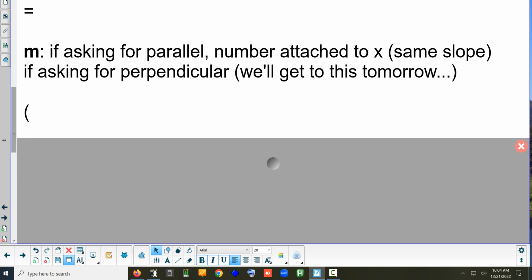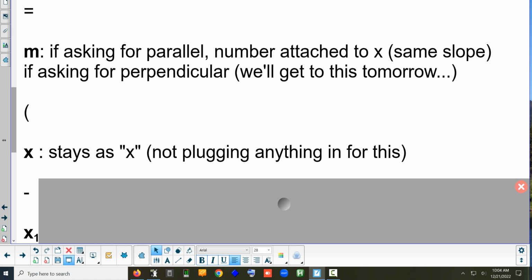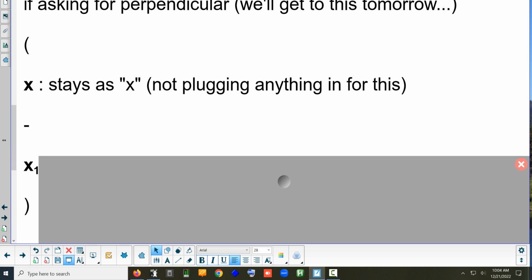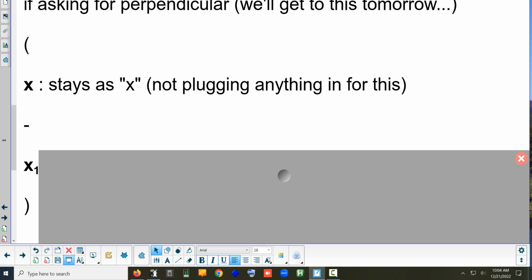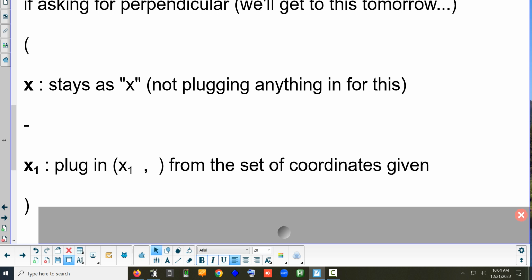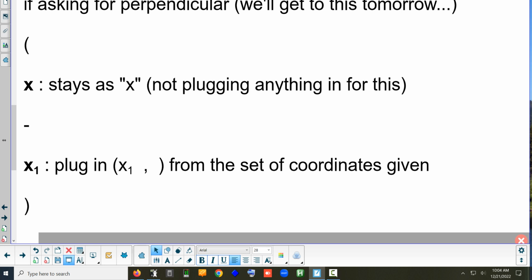After the m, you put a parenthesis. After the parenthesis comes an x. And remember, x stays as x. We don't change it. After that, we put the minus sign. And then what about x1? Does that change, or does x1 stay the same? Yep, it changes to the number before the comma. So for x1, you're going to plug in the number before the comma. And then you have your ending parenthesis. Pretty much the same as yesterday.